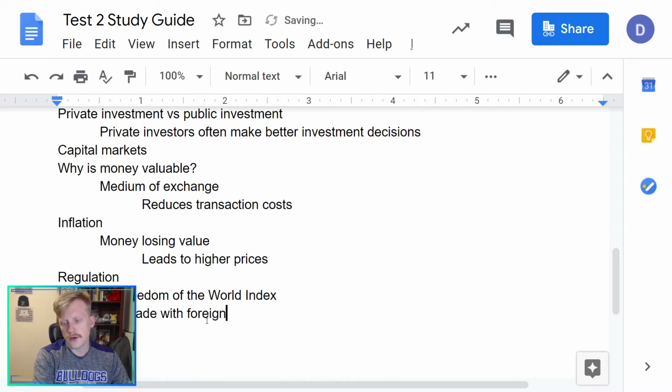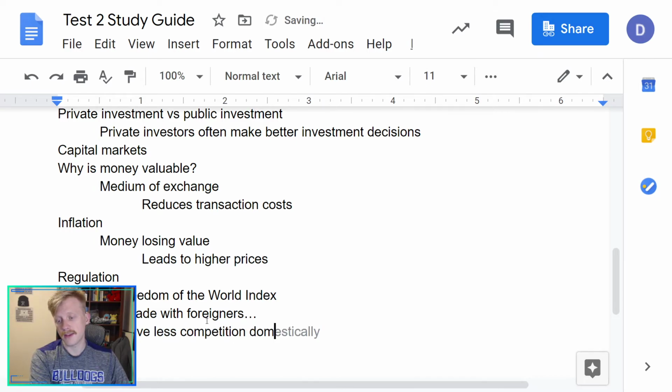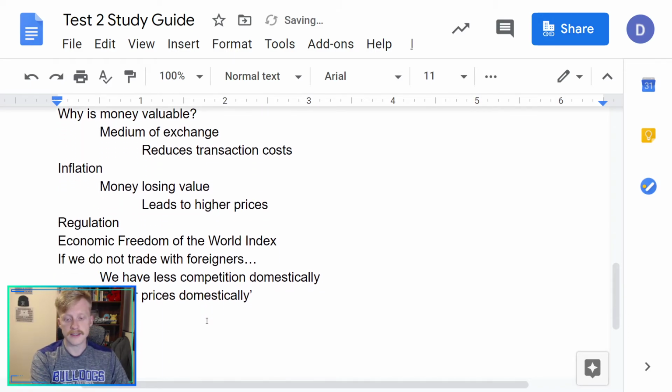So if we do not trade with foreigners, what happens? Well, the first thing that happens is we have less competition domestically, okay? If we do not trade with foreigners, what else will happen? Well, because we have less competition, there's going to be higher prices domestically. We're going to have a less efficient use of resources. We're going to have less gains from trade.